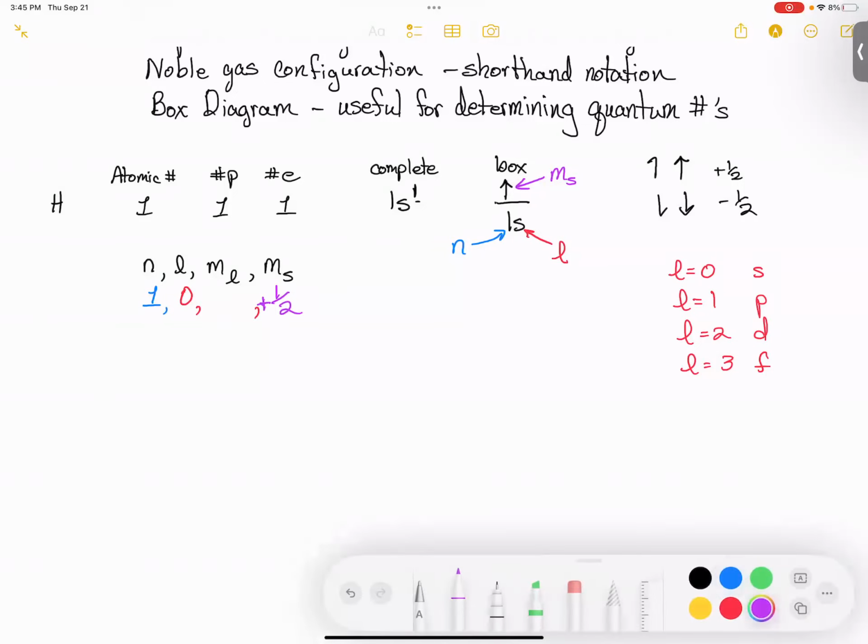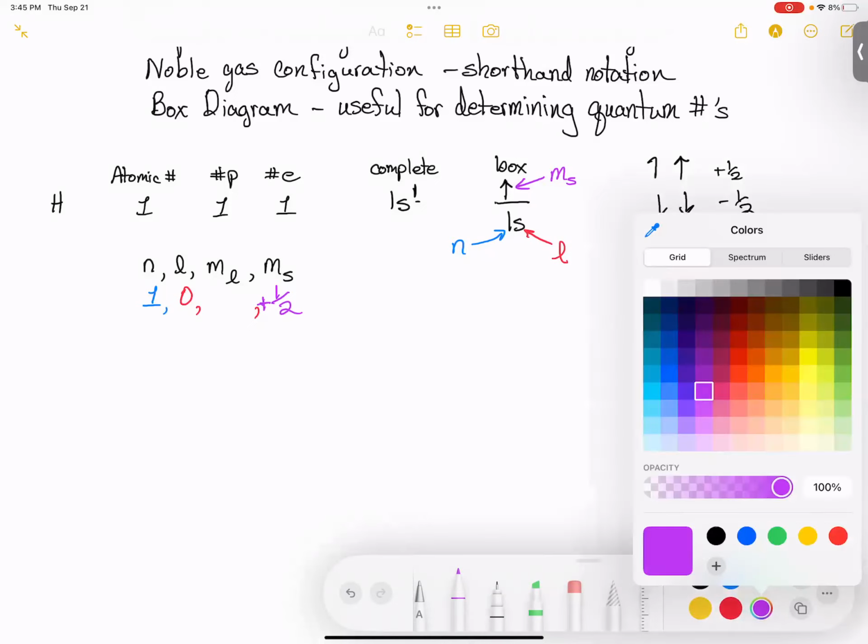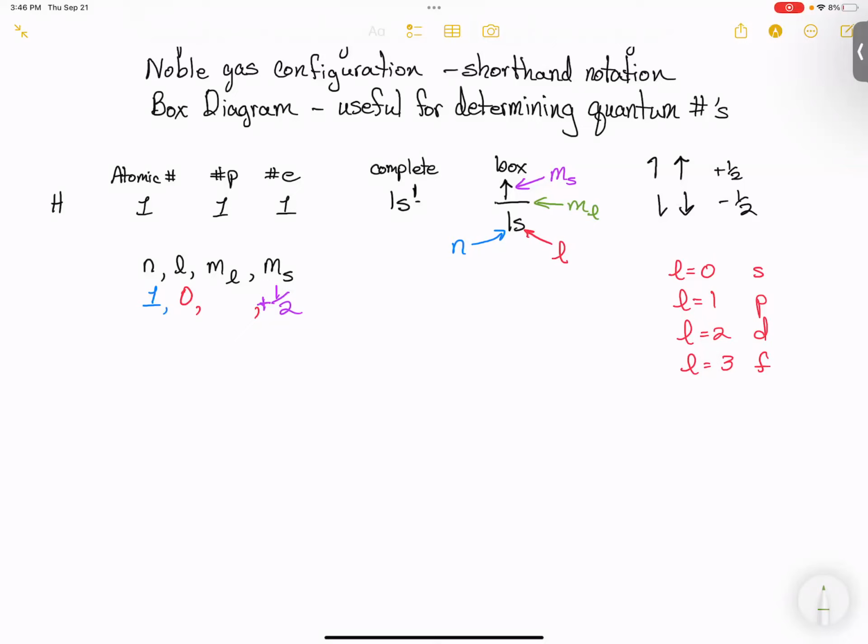Finally, your l. I mean, your ml. Trying to make sure I find a color that's obvious. The line is basically representing your ml. But unfortunately, you still have to be prepared to do the calculation. And so you've got to remember, ml is anything from a -L to a +L. In our case, that would be a -0 to a +0, or in other words, it is 0.